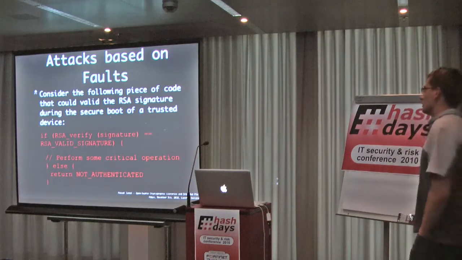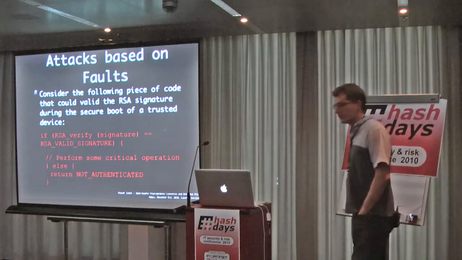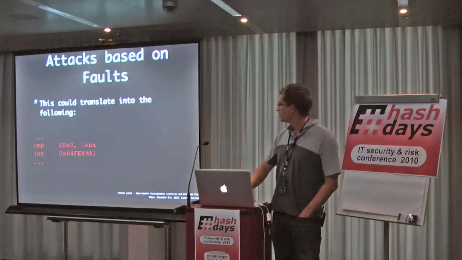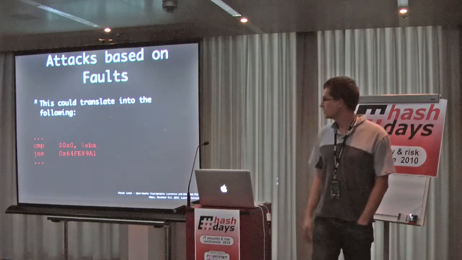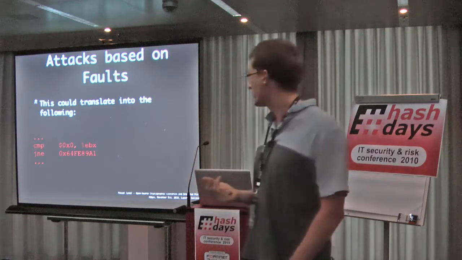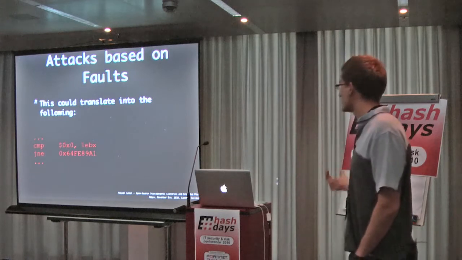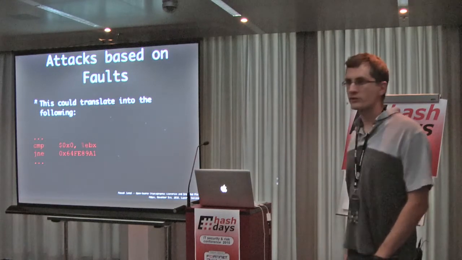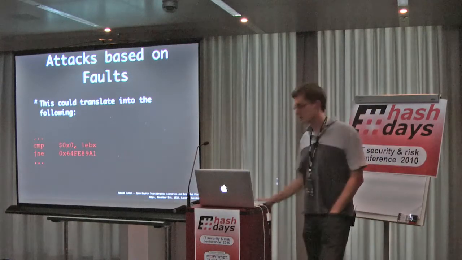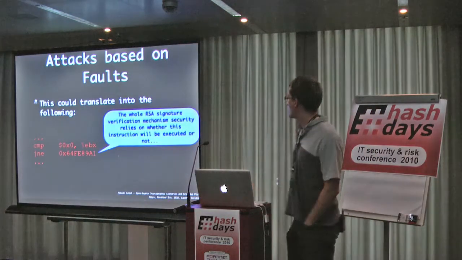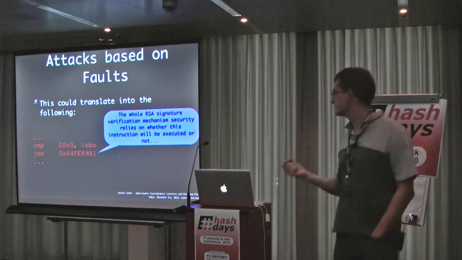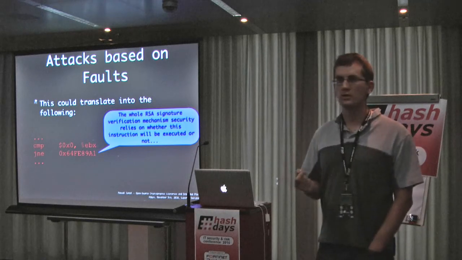Otherwise, we maybe just finish the boot process and go out with an error. So if you go to the assembly level, maybe this will translate into the following. You will have something like a compare of a value with 0 or 1, in case of success or not. And then you will have a jump depending on this value. So basically, you can have the largest RSA key size. The whole RSA signature verification mechanism's security will rely on whether this jump instruction will be executed or not.